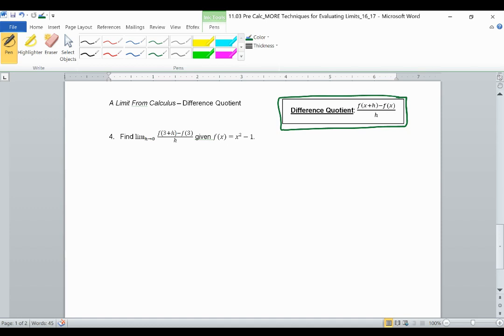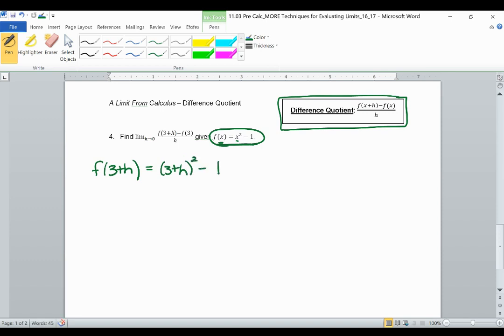All right, so for number 4, we want to find the limit as h approaches 0 of f of 3 plus h minus f of 3 all over h, given that this is f of x. Okay, so a lot going on here. First, I want to find what f of 3 plus h is. So I'm going to go to f of x, and everywhere I see an x, I'm going to replace it with 3 plus h. So I'm going to take out my x and put 3 plus h there.